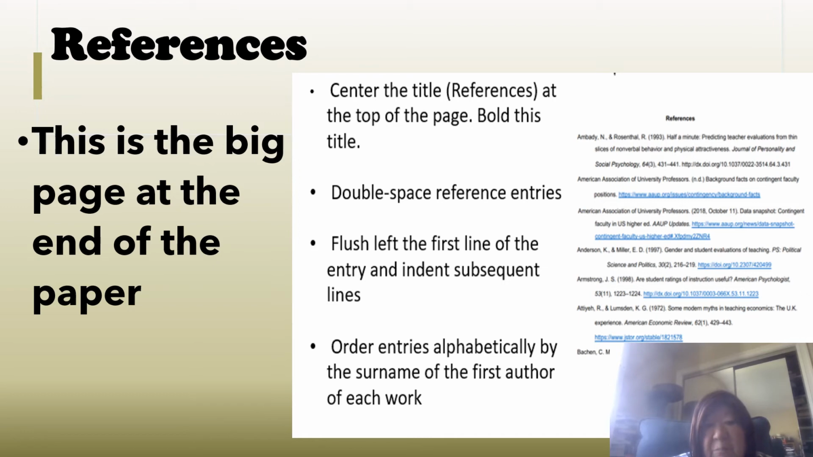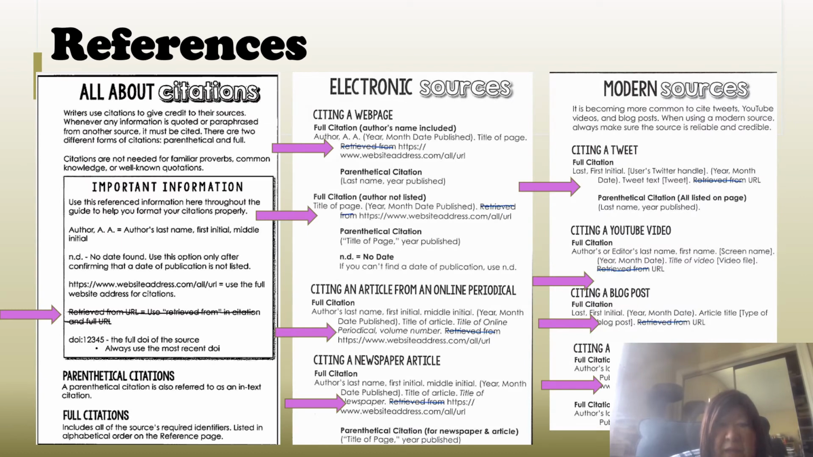Okay, references. This is the big page at the end of the paper that everybody worries about. Is it exact and all that stuff? But let's just look over some things. You center the title, and the title is References at the top of the page, and bold it. Then you're going to double space everything. Your first line is flush to the left, and then you indent the other lines and put them alphabetically. And your citations, depending on the type of citation, you can look at this and tell what information they need. One thing I'm pointing out here is you don't write retrieved from.